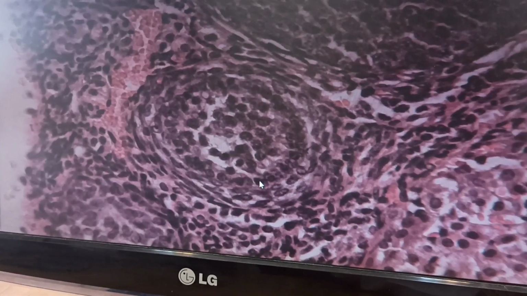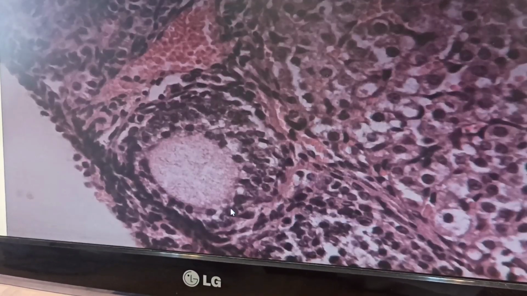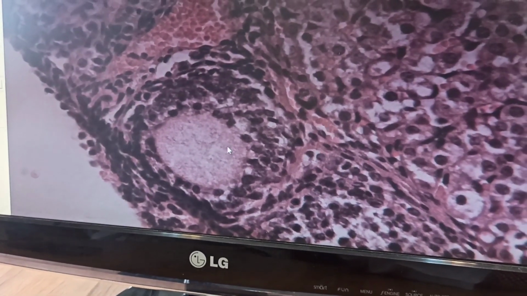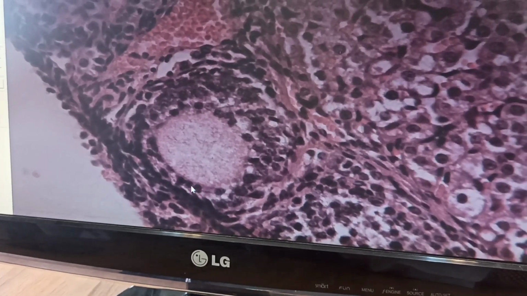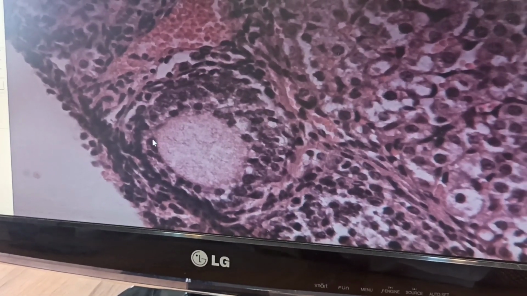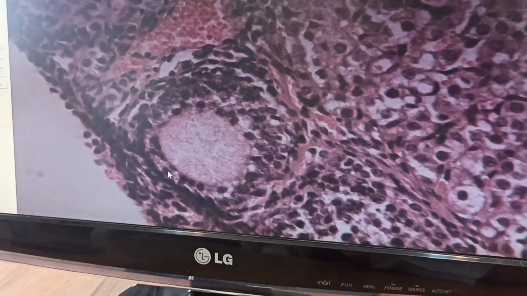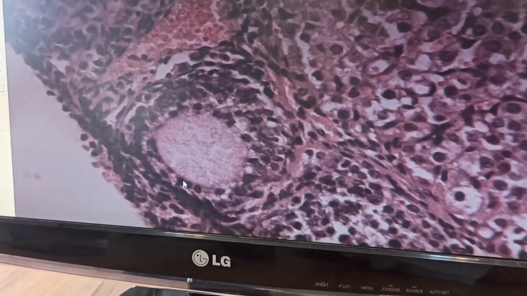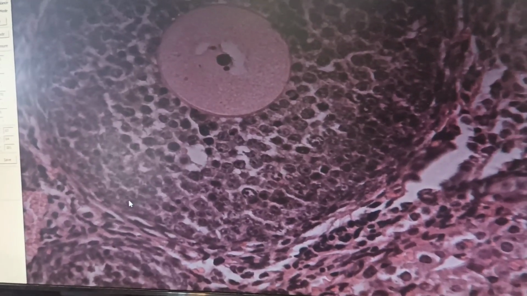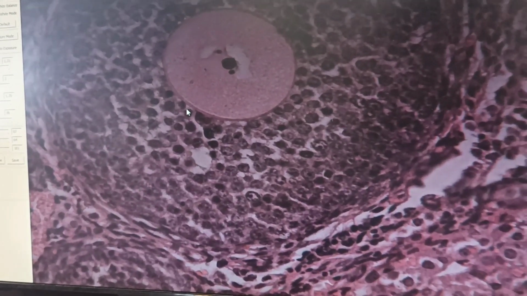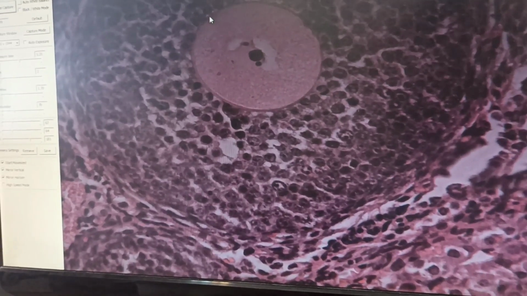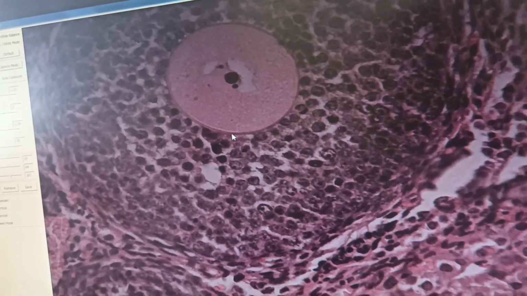Then it starts to increase, and you see we have more than one layer around the oocyte. This one is the oocyte, with more than one layer of granulosa cells. I think here we have two layers, so it is called a primary follicle, multilaminar. Oocyte, primary oocyte, granulosa cells, and more than one layer, so multilaminar. Around the oocyte you can also see a thick membrane, the zona pellucida.